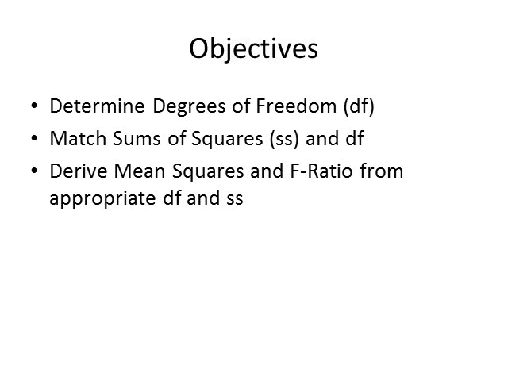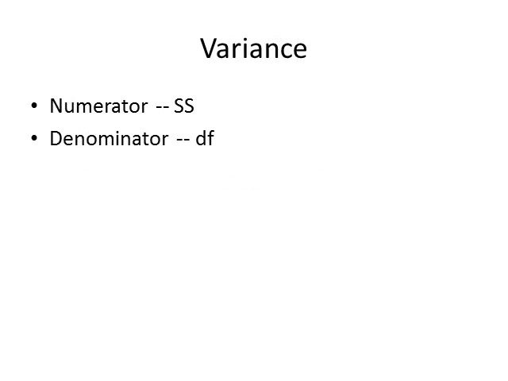We continue our investigation of analysis of variance. Now we're going to begin looking at degrees of freedom, matching them up appropriately with sums of squares as we've looked at in other videos. And then we're going to derive the mean squares and the F ratio.